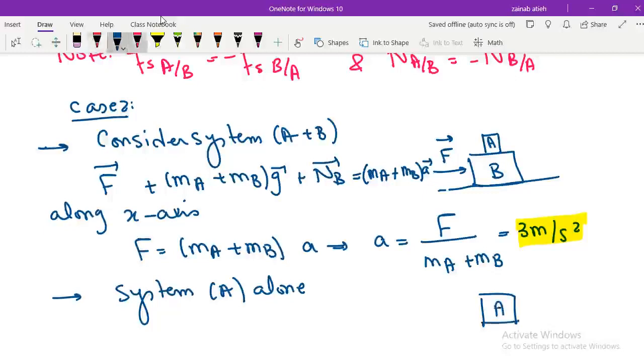Forces that are on A are the normal, which is N exerted by B on A. I have the weight of A, which is MA G. I have the friction exerted by B on A. Okay, because we said there is friction between them; without this friction they would not move together, one would stay in place and the other would move. So how to draw the friction? The friction is drawn here forward. So this is Fs exerted by B on A.